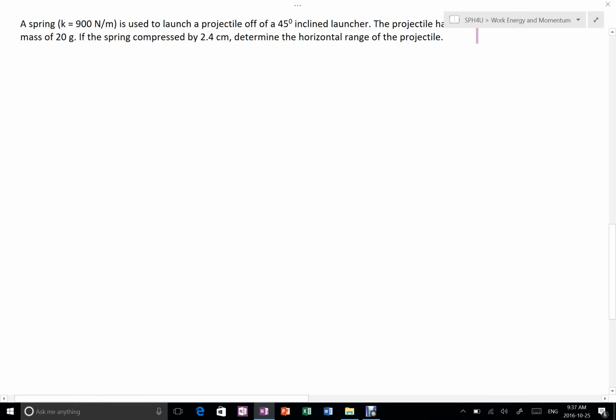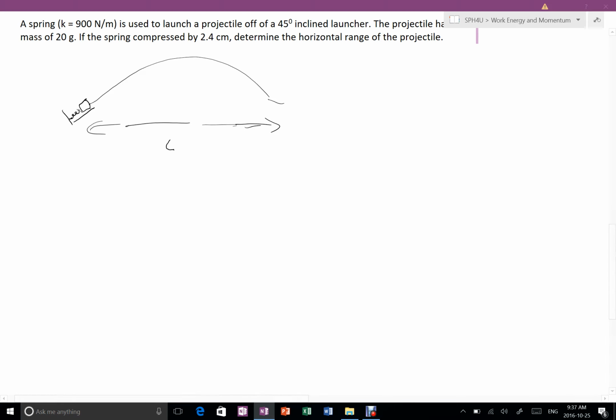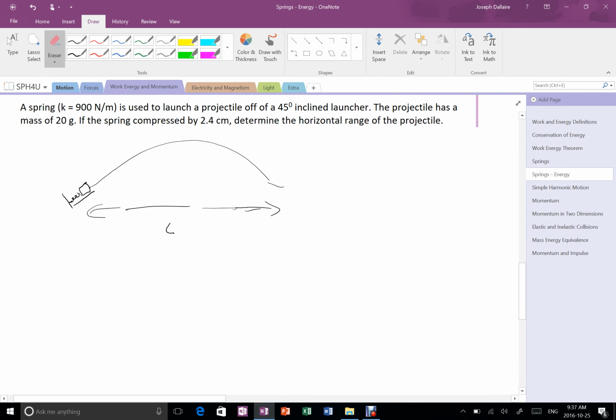So, here's my little launcher. Here's my little mass, and I've got a little spring. It's going to get compressed, and then this thing's going to get shot. And we want to know the horizontal range. I was going to say delta x, but that's going to be confusing with elastic potential energy. So I'll call it h for horizontal range.